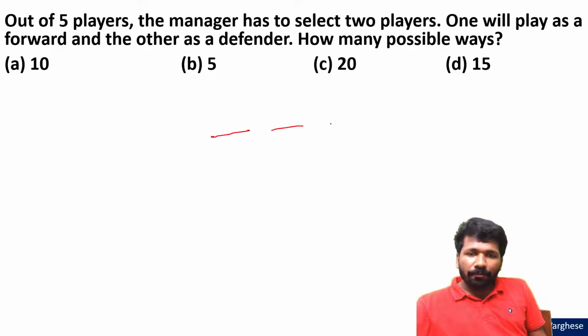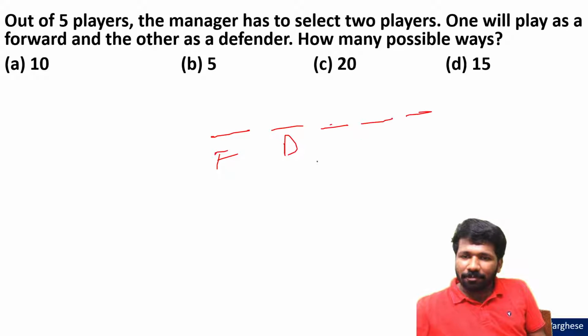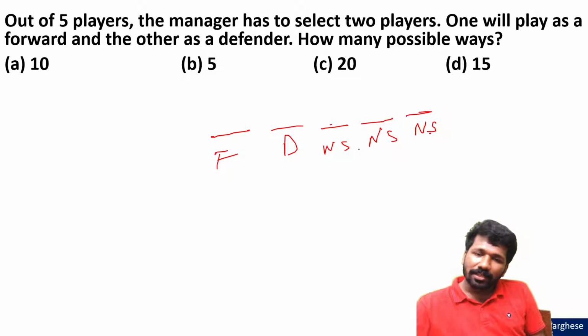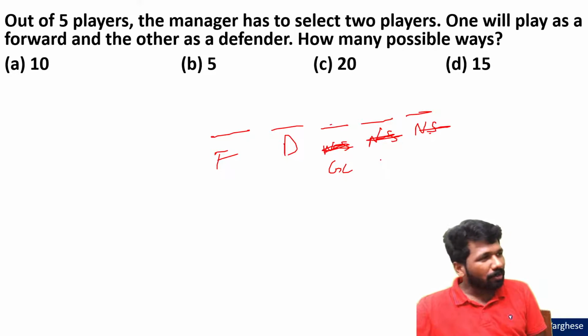So the 2 people, forward and defender, are the 2 people to be selected. The remaining 3 people, what is their situation? They are not selected. If they also had a role, say goalkeeper, I don't know all the positions in football. Those of you who know can mention. Other than goalkeeper, what are the other positions? Center forward, something like that is there. Again, I'm not very sure. I'm just writing center forward or center.